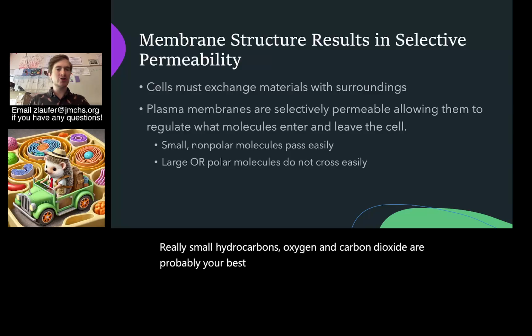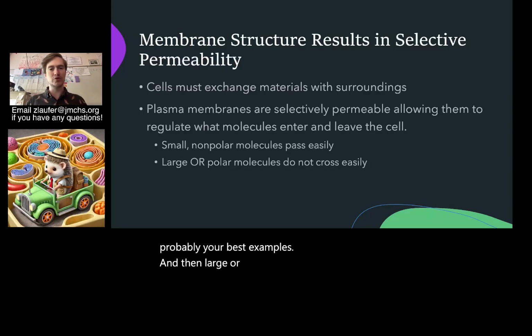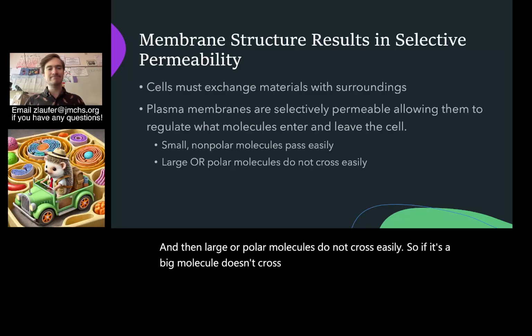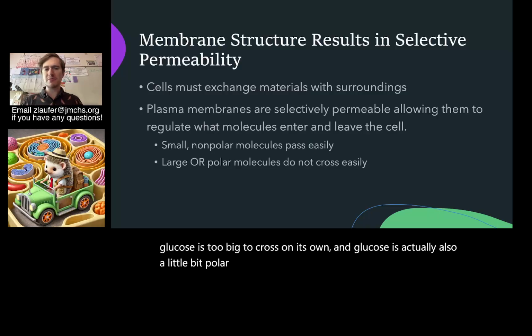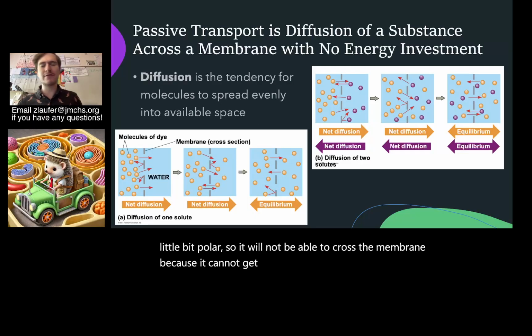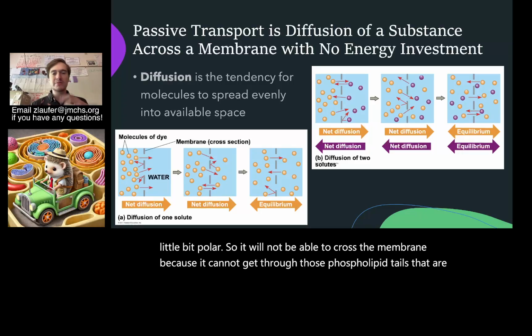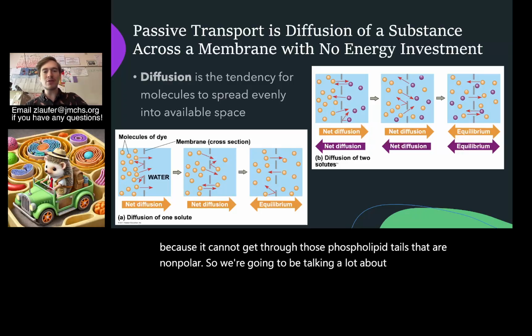And then large or polar molecules do not cross easily. So if it's a big molecule, it doesn't cross easily. Even something like glucose is too big to cross on its own. And glucose is actually also a little bit polar. So it will not be able to cross the membrane because it cannot get through those phospholipid tails that are nonpolar.